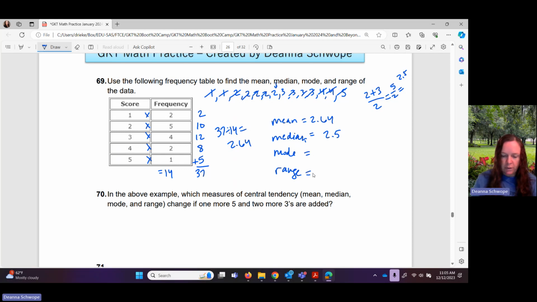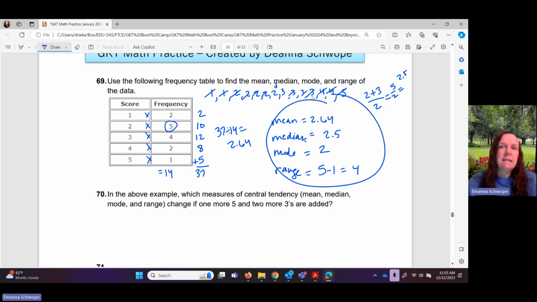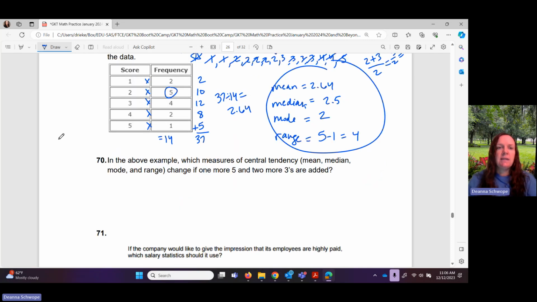The mode, the one that happens the most, frequency of 5, the mode is 2. And the range is just the largest minus the smallest, 5 minus 1. So the range is 4. So just using the frequency table to find the data. And again, you can go right back to that first thing I did here, which was write them all out, and you could just use that list of numbers if it messes you up looking at a frequency table.